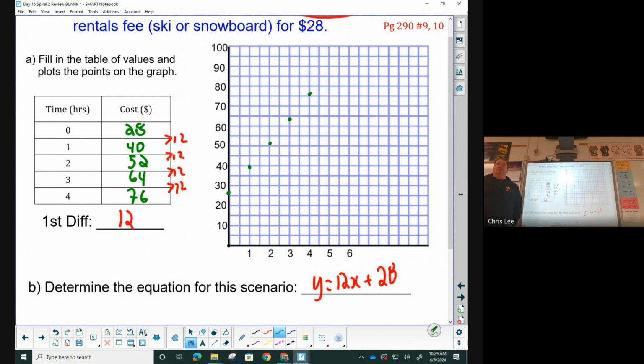Last question. Is it linear? Yeah. But should it be a straight line or a dashed line? Mine says straight line. What do you think? Do you agree with her? Why'd you say straight line? You can do half an hour, right? You do a quarter of an hour. Now, who knows if they would actually charge that way, right? But it is possible, so we're going to do the solid line.